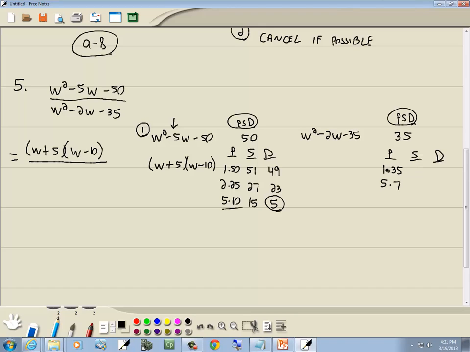Skip down to it. Sum column, we add them. 1 plus 35 is 36. 5 plus 7 is 12. Difference column, we subtract them. 35 minus 1 is 34. 7 minus 5 is 2. Number we're looking for is a number in our middle term, which is a 2. So we're going to use 5 and 7.